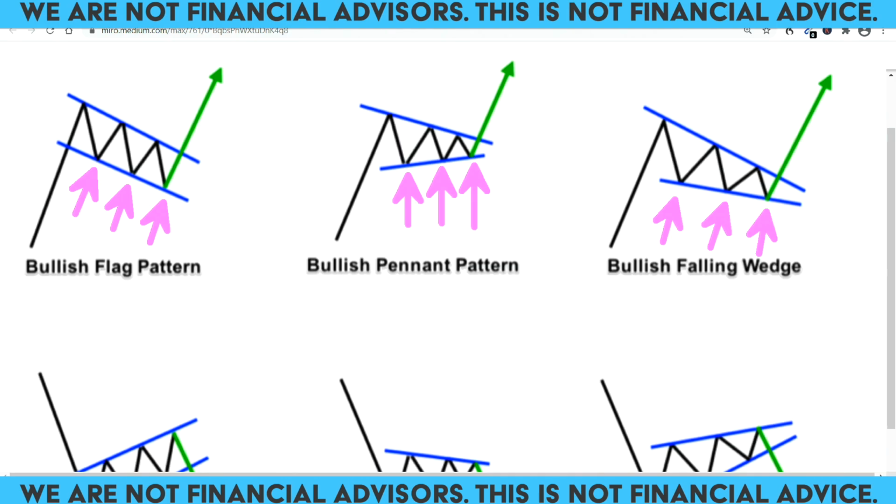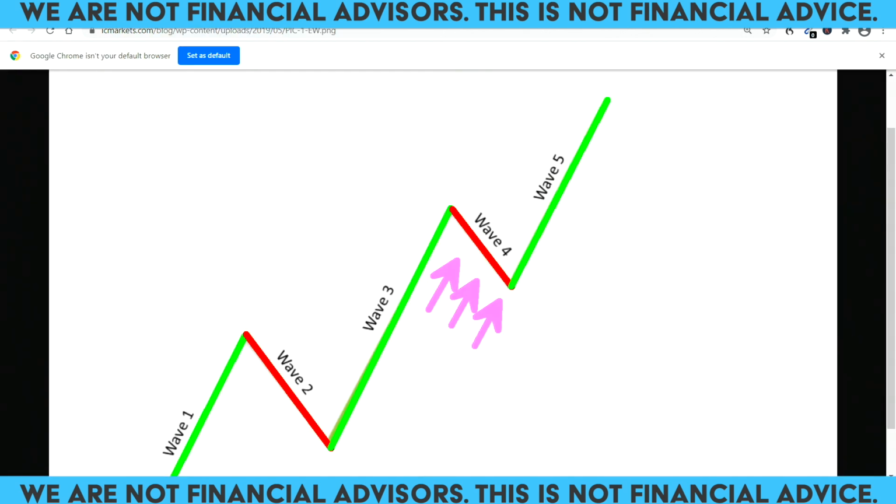So general idea, when you're looking at a flag pattern, pennant pattern, or a falling wedge, there's 3 points for that support level. So if you're going to buy the bottom side of the channel pullback, you'd probably want to wait for 3 bounces off of a support before entering into the trade. Otherwise, draw a line, waiting for price to break above that resistance, and then enter into the trade.